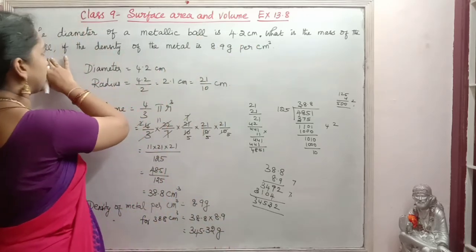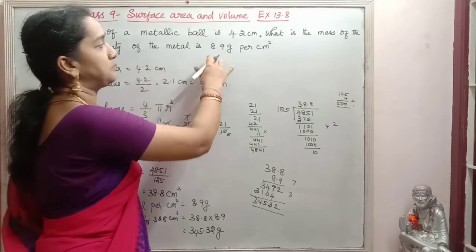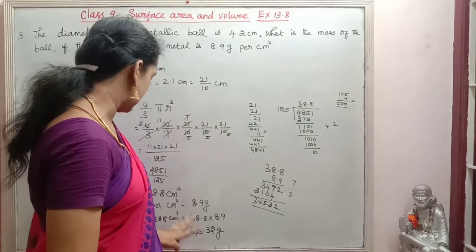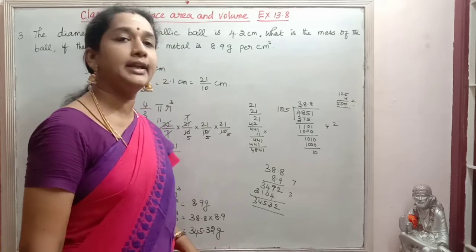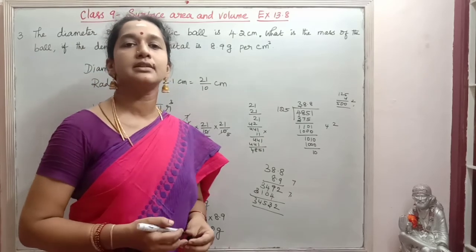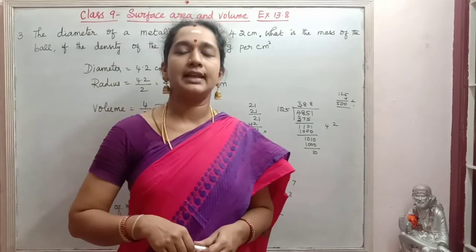What is the mass of the ball if the density of the metal is 8.9? So the mass of the given ball is 345.32 grams. So with this, I am completing today's class.